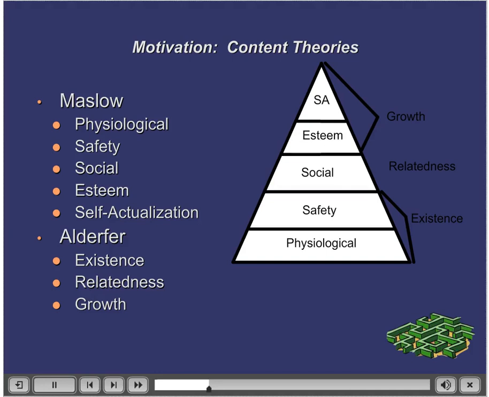Now, Alderfer had a slightly different approach to this. As you can see, he overlaps clearly with Maslow's work. He said we have these existence needs, which are around physiology and safety and things like that. We have these relatedness needs, which are about building relationships with people. And we have these individual internalized growth needs, self-actualization, self-esteem.